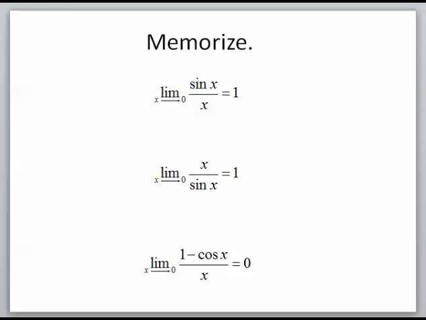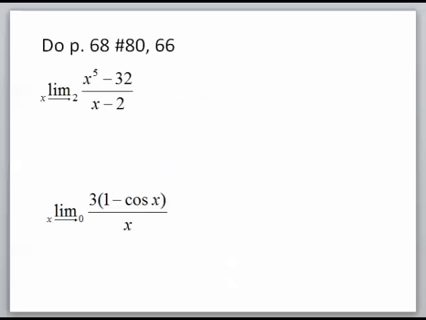These are some of the limits that we're going to have to memorize. They've been derived by someone else, and we just need to memorize them. So anytime we have the limit as x approaches 0 in all three of these cases, and we have the sine of x over x, we're going to know the answer is 1. Or if we have the reciprocal of that, it's still 1. Or if we have 1 minus cosine x over x, it is equal to 0. So we're going to use those concepts some in these next problems.